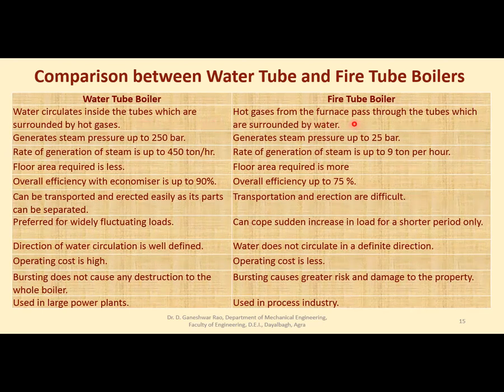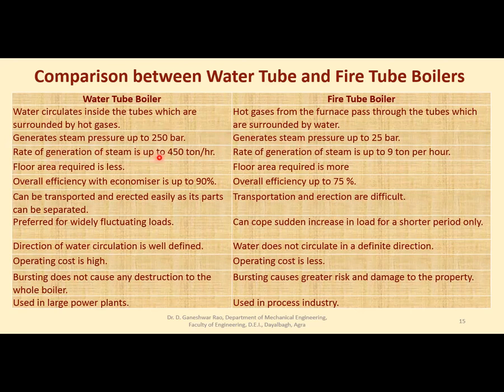Whereas in case of fire tube boilers, hot gases from furnace pass through the tubes which are surrounded by water. Right? Now, basic difference is here. The water tube boiler generates steam pressure up to 250 bars, whereas fire tube boiler generates steam pressure up to 25 bars. See the difference. 10 times more pressure is generated in case of water tube boiler. So, whenever there is a less requirement of steam pressure, one can go for fire tube boiler.